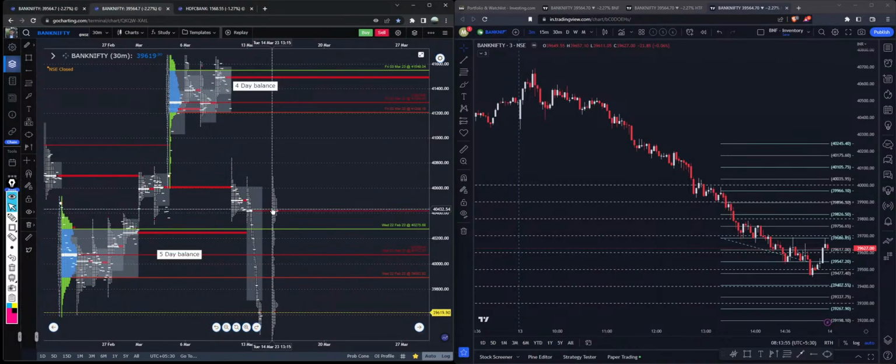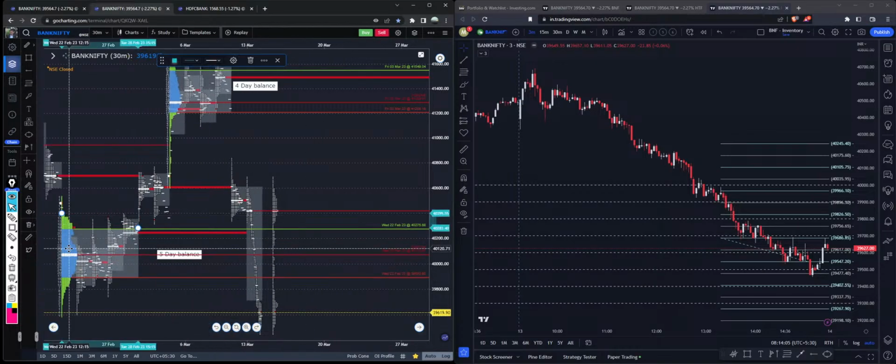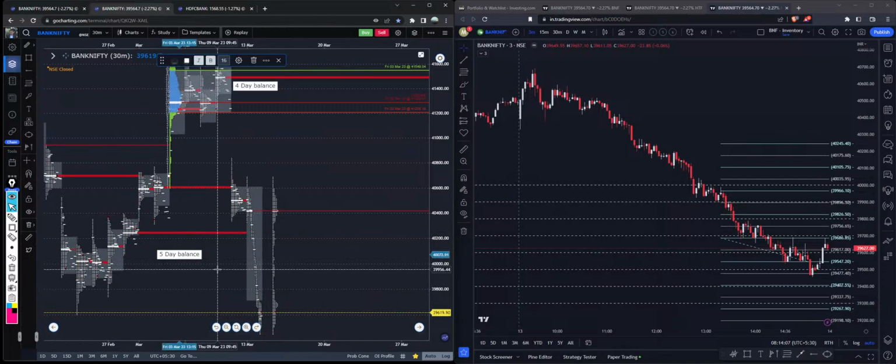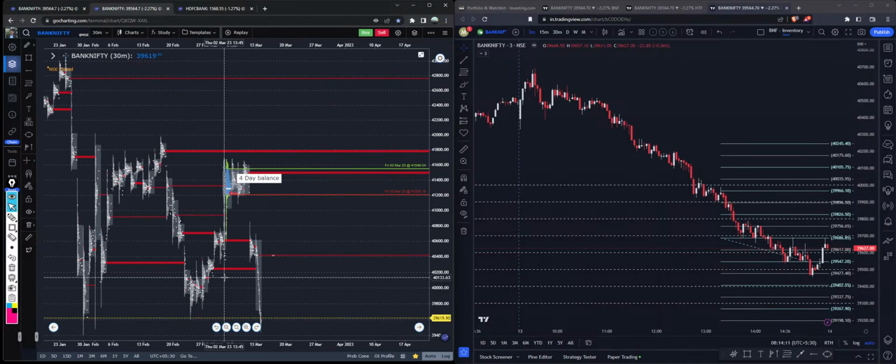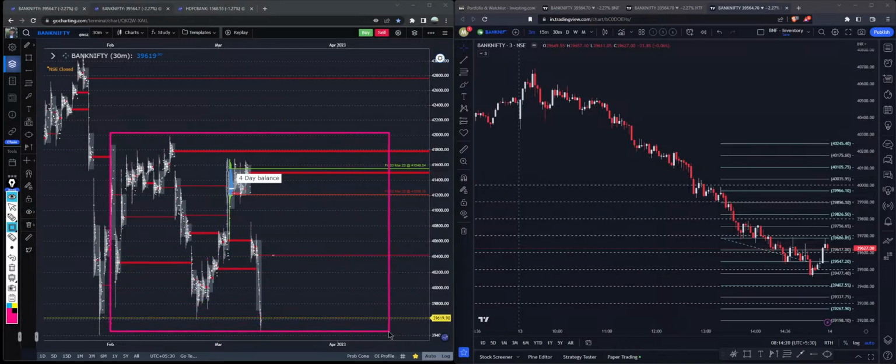Also yesterday we had a lot of single prints, so we have got 1, 2, 3, 4. For me these are the zones which I'll be looking at. Let me also remove the 5-day balance, so that we have more clarity. But overall what has happened is this entire range. I'm talking of this entire range, right? And now I'll also look at the mid of the range.